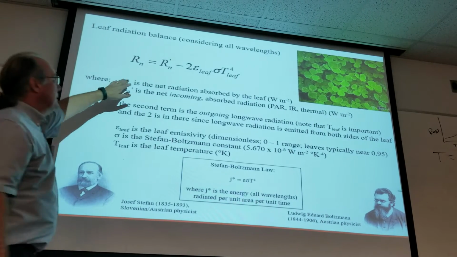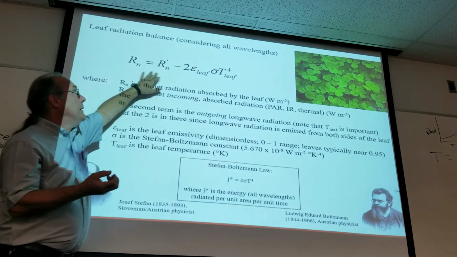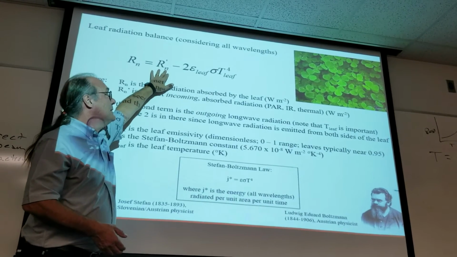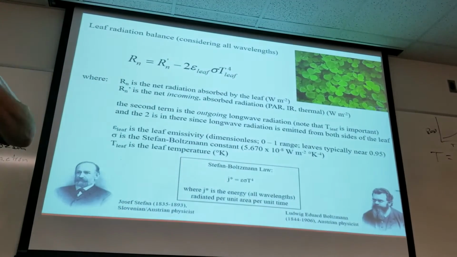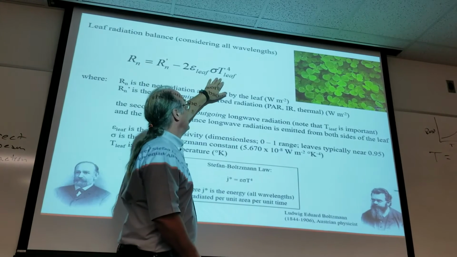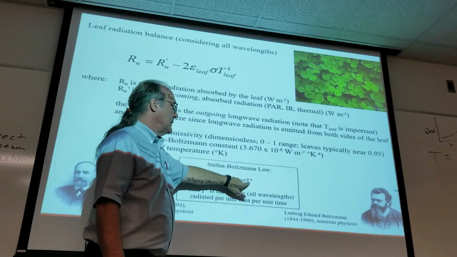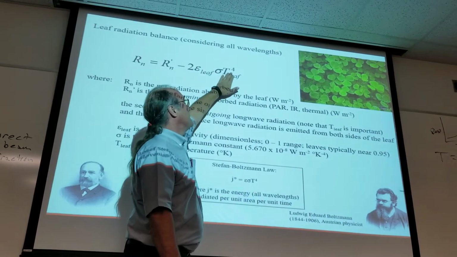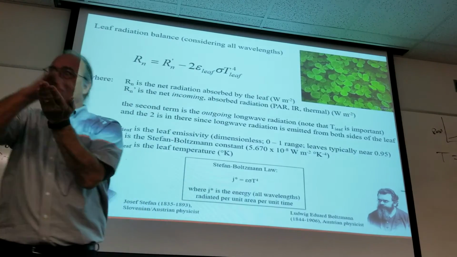So the net radiation absorbed by the leaf is the incoming, what's incident on the leaf, minus the outgoing, which is the thermal radiation. Everything emits radiation based on its temperature. And for a leaf, this is the Stefan-Boltzmann law, where the amount of energy is sigma T to the 4th times the emissivity. So that's leaf temperature to the 4th times the Stefan-Boltzmann constant times emissivity times 2, because there's 2 sides to the leaf.